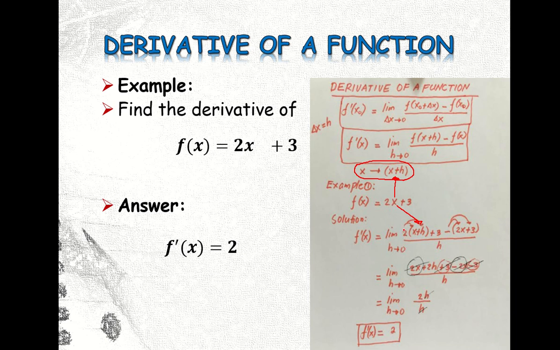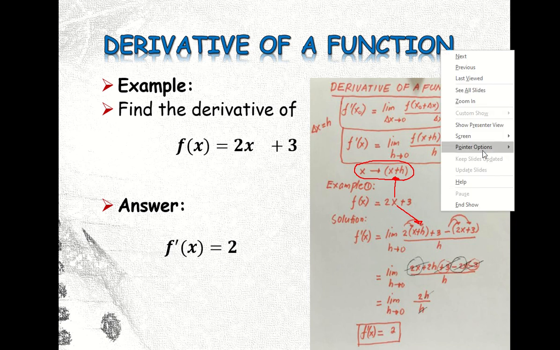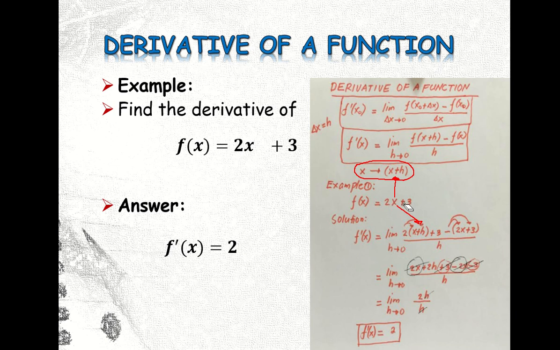Now, distributing 2 and multiplying it to each term inside the quantity, we have 2 times x, so 2x. 2 times h, so 2h. Then plus 3. Then here, you distribute the negative. Understood, there is a 1 here, negative 1. Negative 1 multiplied by 2x gives negative 2x. Negative 1 multiplied by 3 gives negative 3. Divided by h, the limit of this function as h approaches 0.